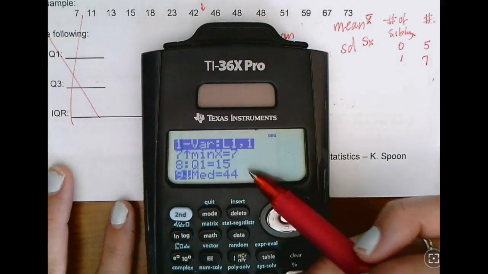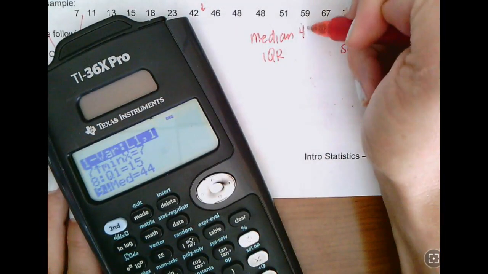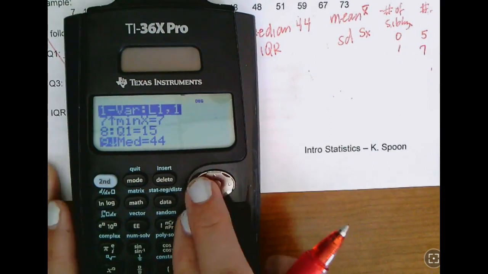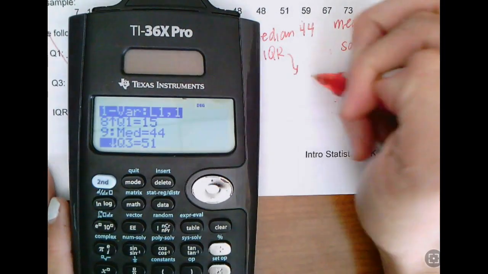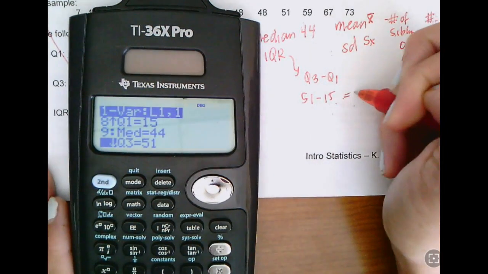And then if we keep scrolling, we have our min, our Q1, our median, which is actually labeled as our median. And our IQR is not here, but we know IQR is Q3 minus Q1. 51 minus 15 is just 36.